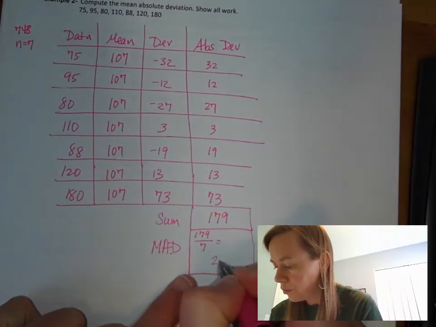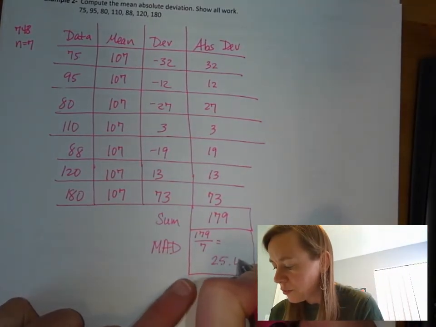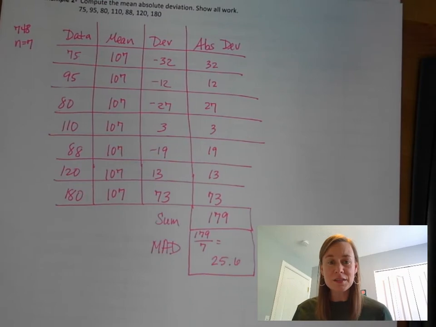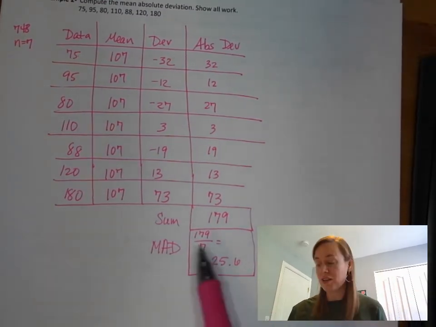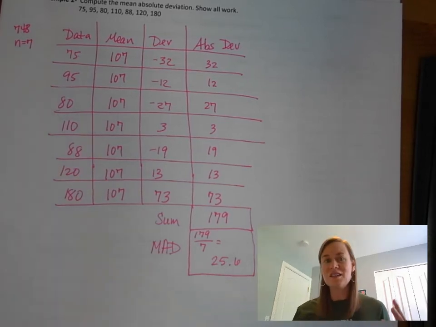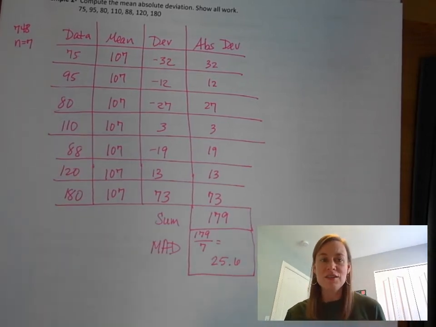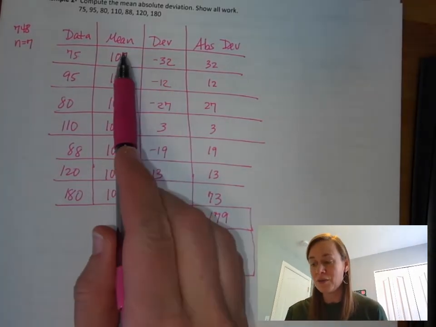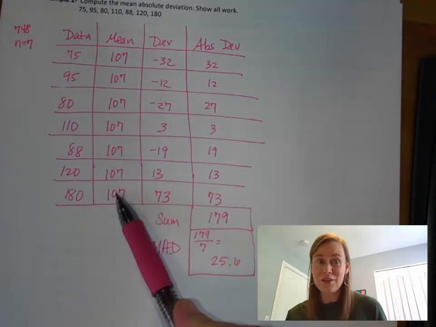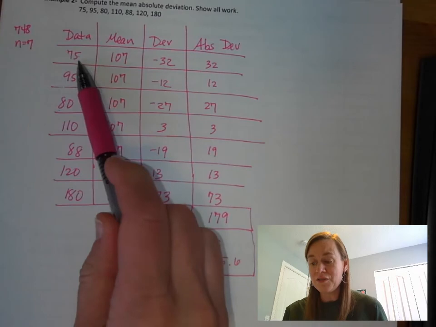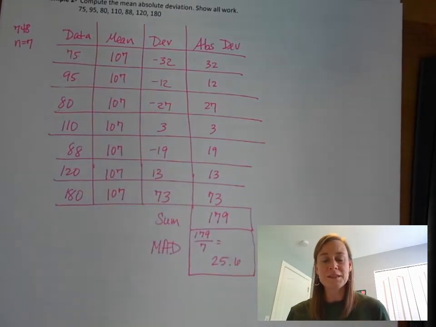So 25.6. So what does that tell us about these numbers? It means that there's quite a bit of spread. They range a lot. The mean absolute deviation is over 25. So there's a lot of variation from the mean, which if you look at the data set, that's true. Like 180, that's a lot higher than 107. And 75, that's a lot lower than 107. So that all makes sense.